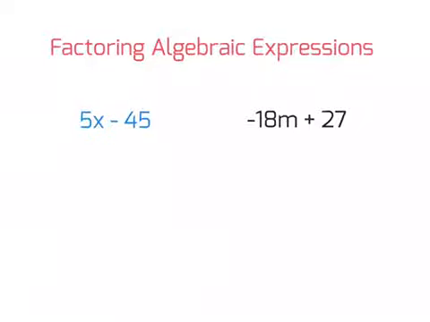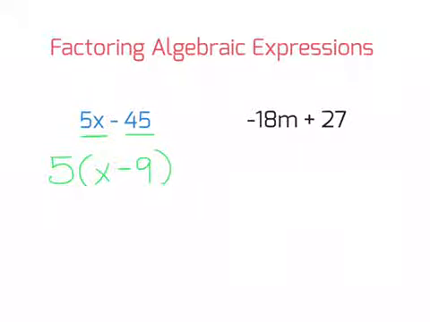So if you look at 5x and 45, you might notice that you could divide 5 out of both of those. So you take your 5 and you put it outside of parentheses because that's what you're dividing. And then you simply write what's left. So if you take 5x and divide it by 5, well, that 5 is gone, so you just get x. And then if you think of this as a negative 45, divided by 5 would leave you with negative 9. And so then your factored expression is 5 times the quantity x minus 9.